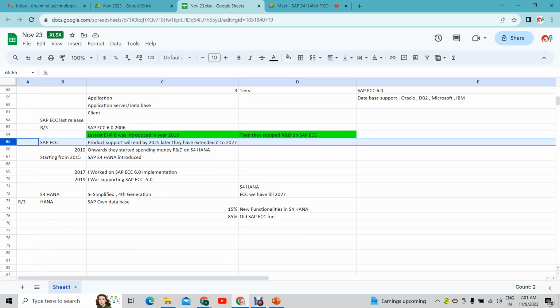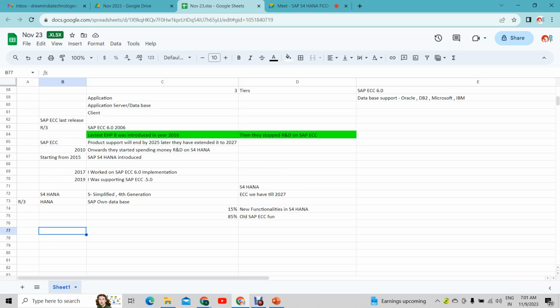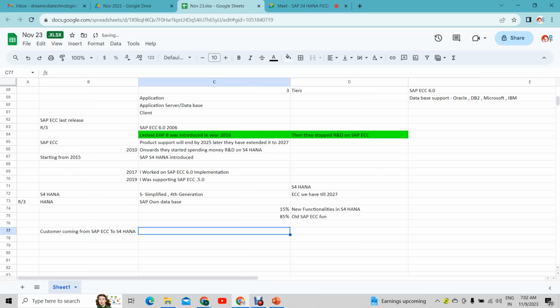So there are terminologies for coming to S4 HANA from SAP ECC, or for buying a brand new S4 HANA license. This terminology is again important. You should remember what the terminologies are. Let's say a customer is coming from SAP ECC to S4 HANA. This process, what do we call it? There is a terminology.